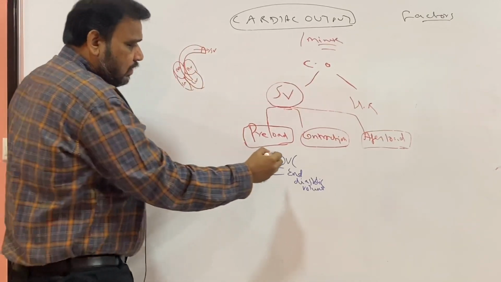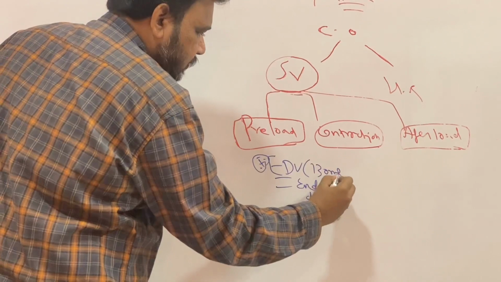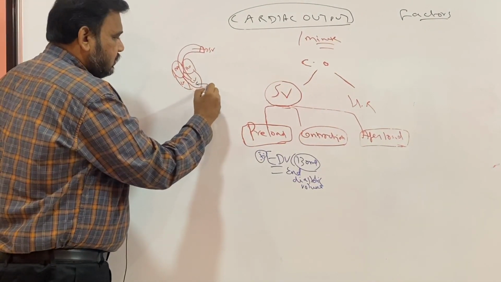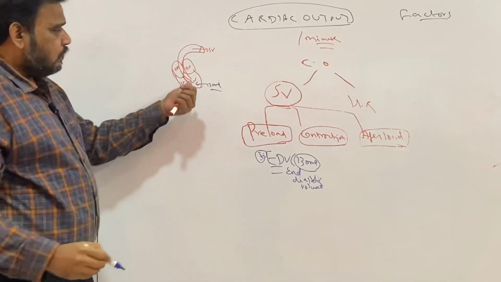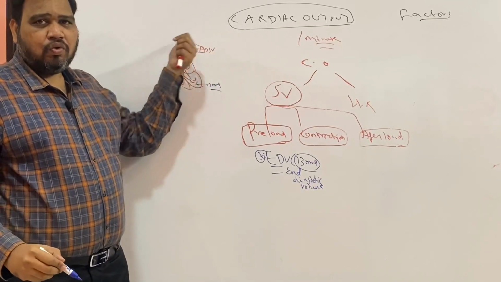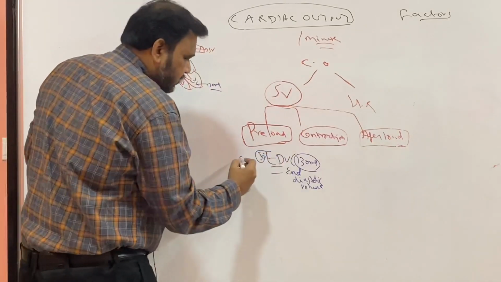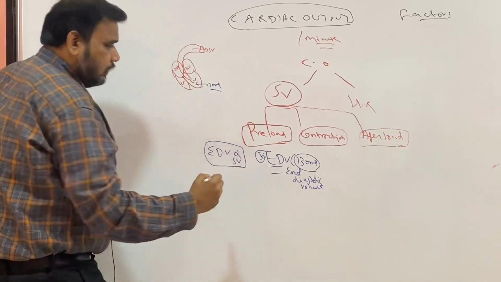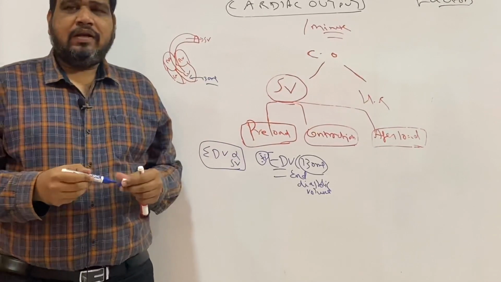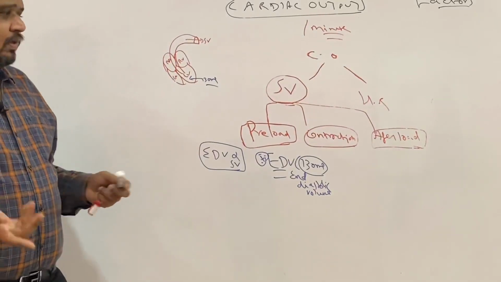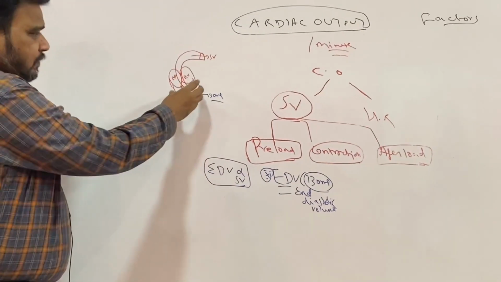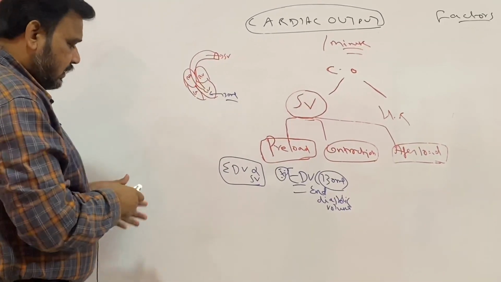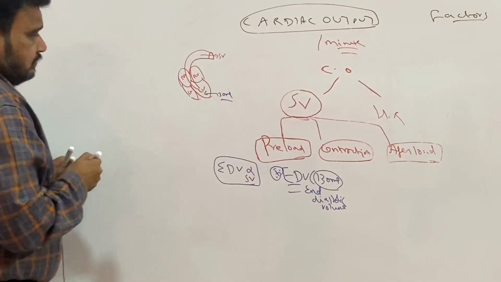For example, imagine the normal end diastolic volume is usually 130 ml. Out of that 130 ml, only some part goes out as stroke volume. Otherwise, end diastolic volume is directly proportional to stroke volume. Now the next question: why does end diastolic volume increase the stroke volume? If end diastolic volume increases, why does stroke volume increase? Very, very important, it is called Frank-Starling's law.